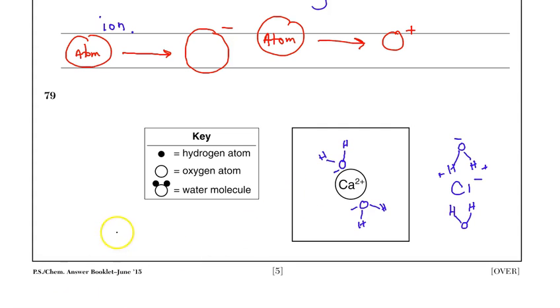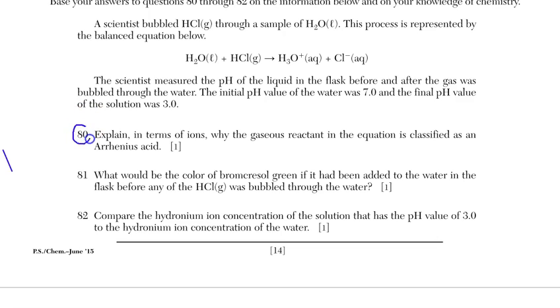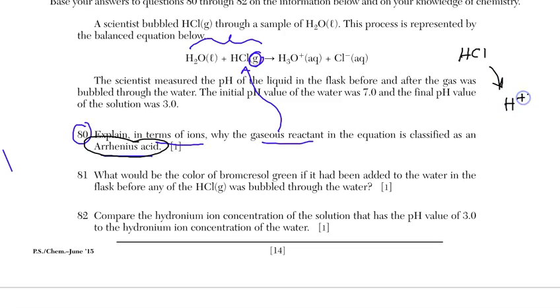All right, number 80. Boy, I've seen this question before. Explain in terms of ions why the gaseous reactant, the gas reactants are on the left, in a forward reaction, is classified as an Arrhenius acid. Now, Arrhenius always drives people crazy. Very simple. It's the simplistic definition of an acid, which means somehow HCl produces protons in solution. Somehow. They're not talking about donating or accepting.